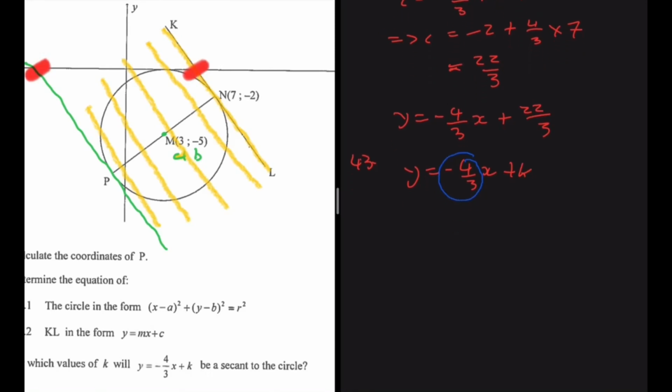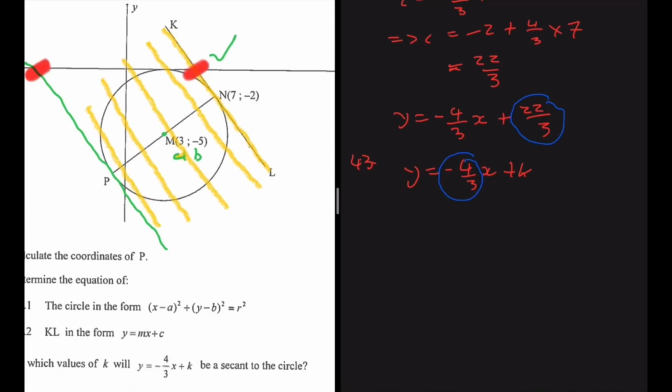So we need basically the upper limit and the lower limit, but we already have one value here, because we know fully well that value is from the line KL, and that value is 22 divided by 3. So we already know what k should not be greater than. Now we only need what k shouldn't be less than.